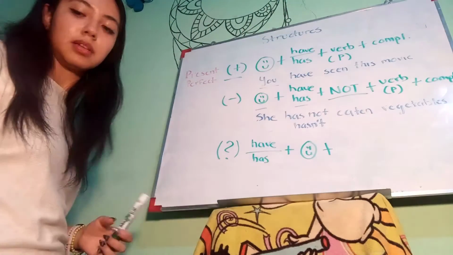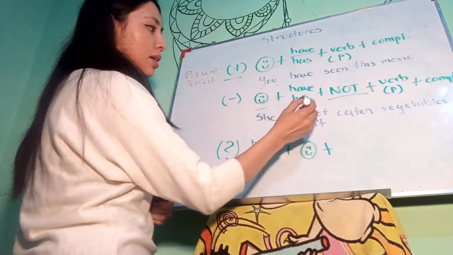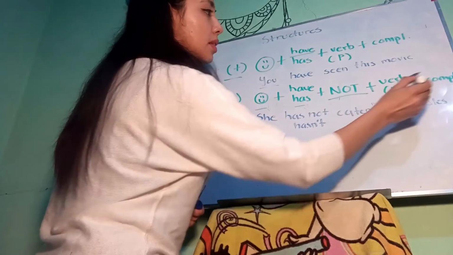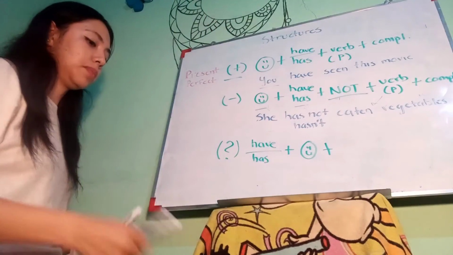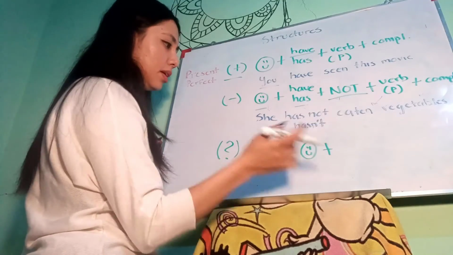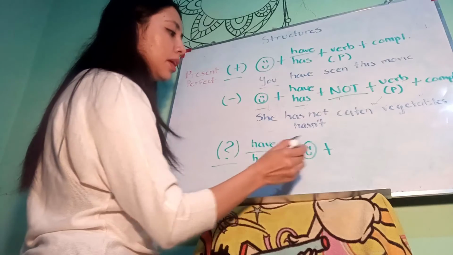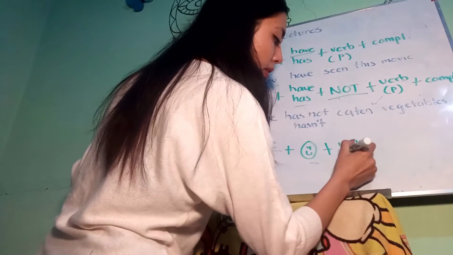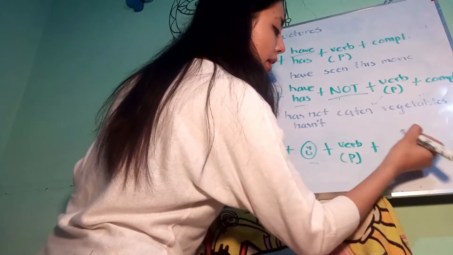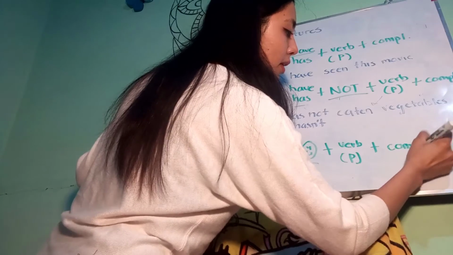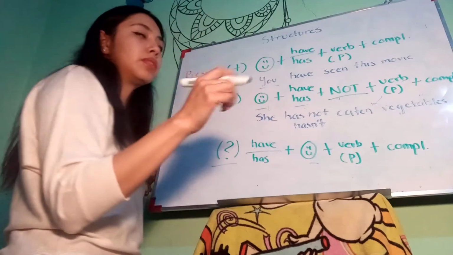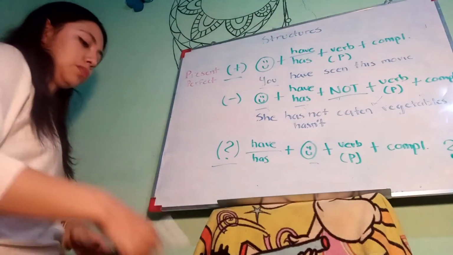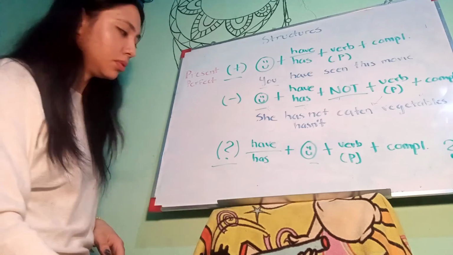Yes, she has not eaten vegetables. Yes, okay. Again, have or has in the interrogative form plus my subject plus my verb in participle form and finally my complement. And don't forget your question mark.